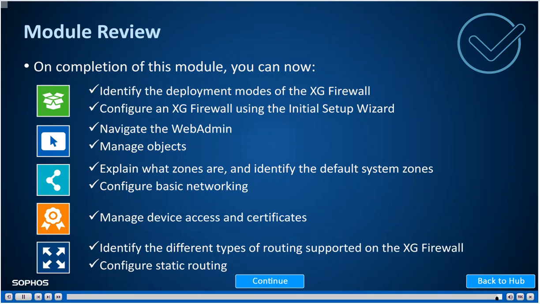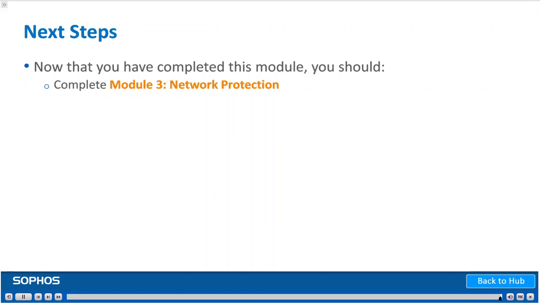On completion of this module, you should now be able to perform the actions shown here. Please take a moment to review these. If you are not confident that you have met these objectives, please review the material covered in this module. Click Continue when you are ready to proceed. Now that you have completed this module, you should complete Module 3, Network Protection.